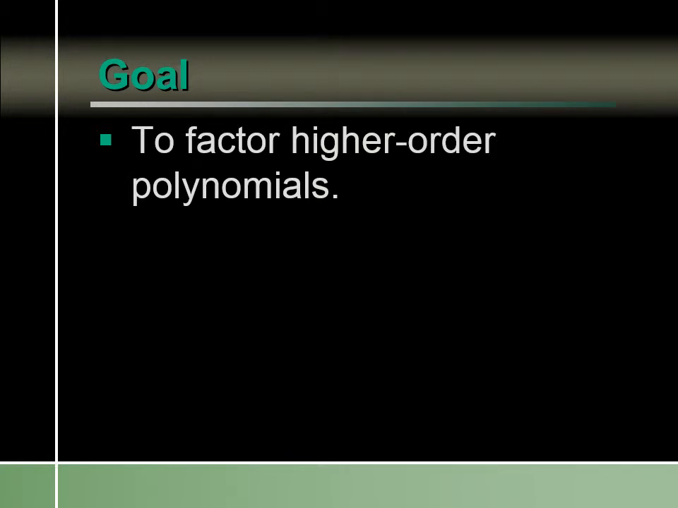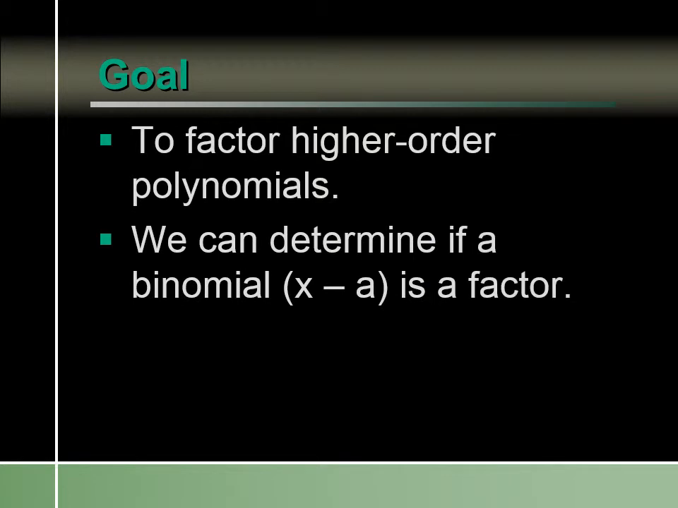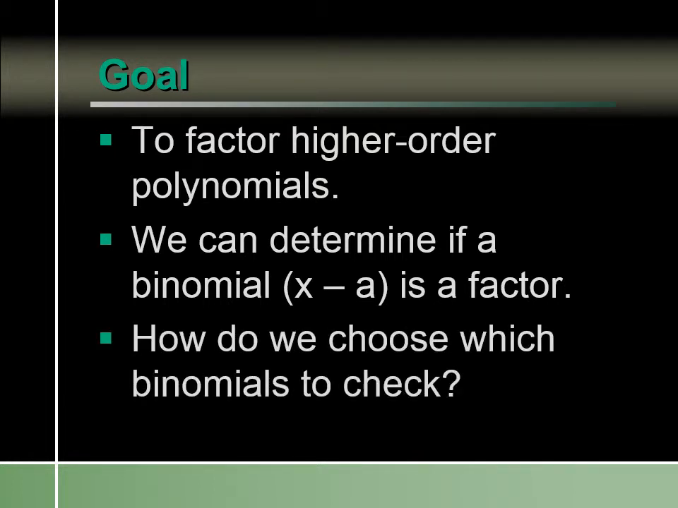All right, so your goal is to factor higher order polynomials without having to use long division. We can determine if a binomial x minus a is a factor now. All we do is evaluate the a value. Okay, no more long division. Our question is, so far, we have been given x minus a. We've been given the binomials to check. But how do we choose which binomials to check? If they're not going to tell us test x minus 1, how do we know to test x minus 1?